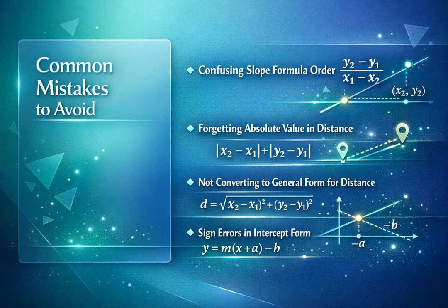Watch out for common mistakes. Don't reverse the order in the slope formula. It's y2 minus y1 over x2 minus x1. Remember the absolute value in distance formulas. Always convert to general form before using the distance formula. Be careful with signs in the intercept form.